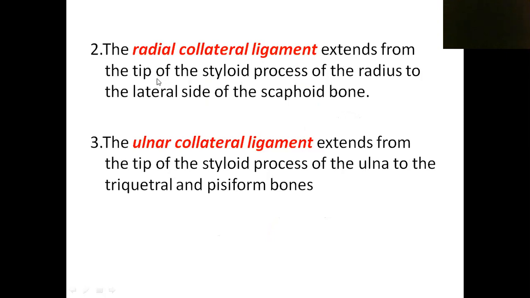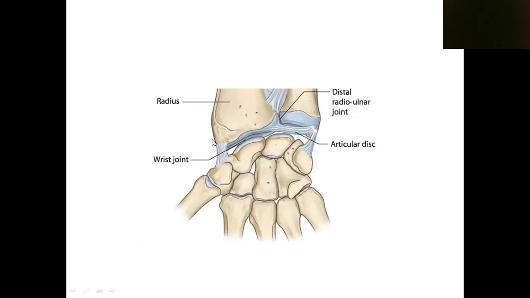The radial collateral ligament extends from the tip of the styloid process of the radius. Actually, it is arising from the radius. That's why it's the radial collateral ligament. So it is arising from the tip of the styloid process of the radius, inserted to the lateral side of the scaphoid bone. See, this is the radius, lower end of the radius, and here I showed you the anterior margin. Okay, and this one is a styloid process. So from the tip of the styloid process to the scaphoid bone, this is the radial collateral ligament.